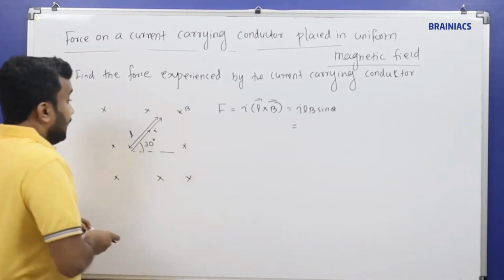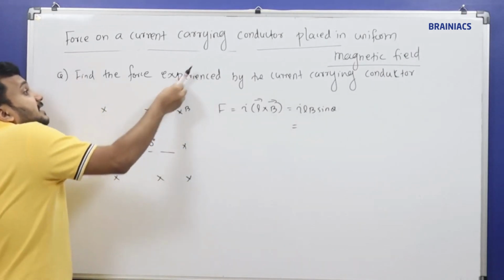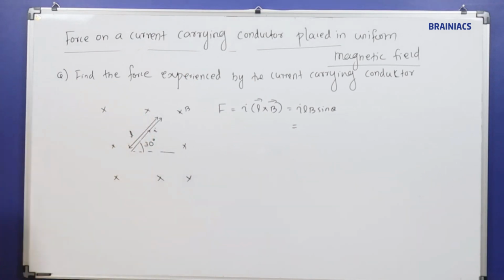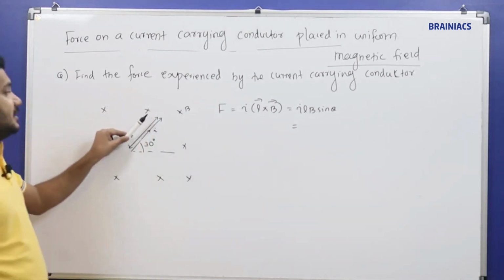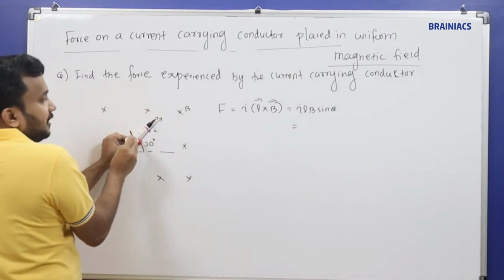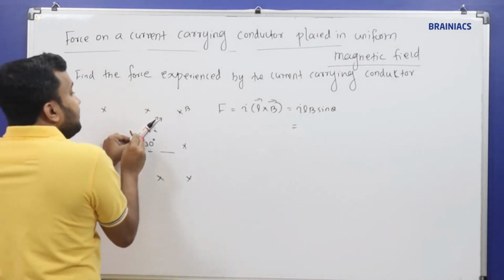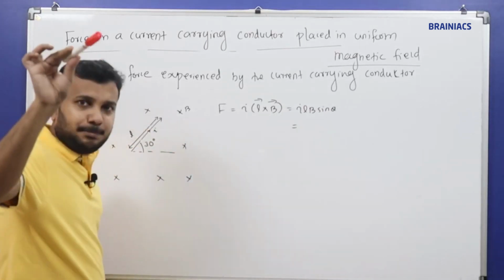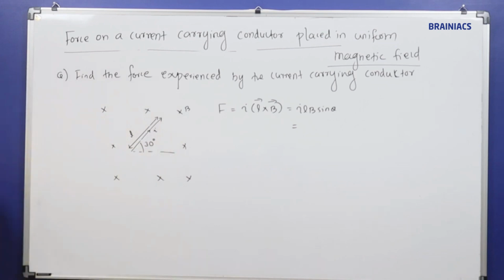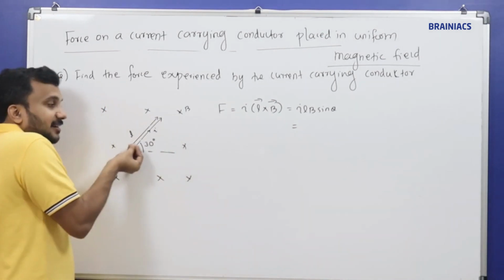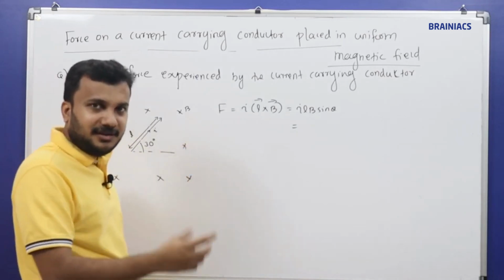It's wrong. L means, see, L is in this direction. This pen is L, in this direction. Magnetic fields are into the board. What is the angle between these two? 90 degree. This 30 degree is pakka given to you to confuse you. This is a trap. This 30 degree is a trap. So it's not 30 degree.